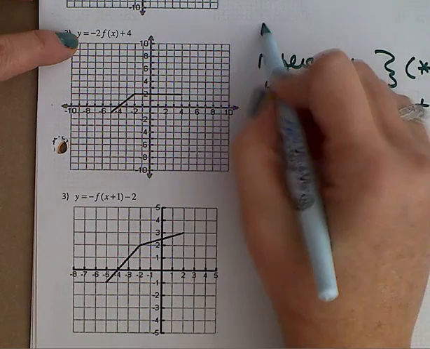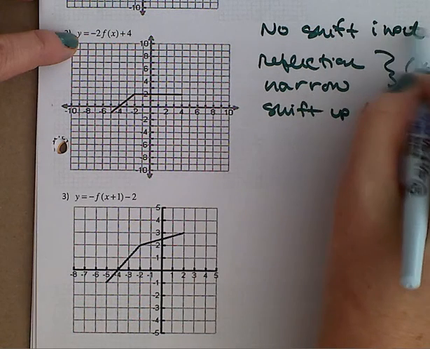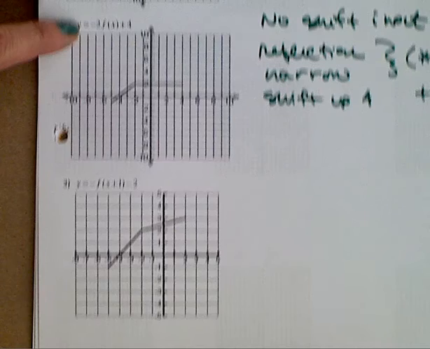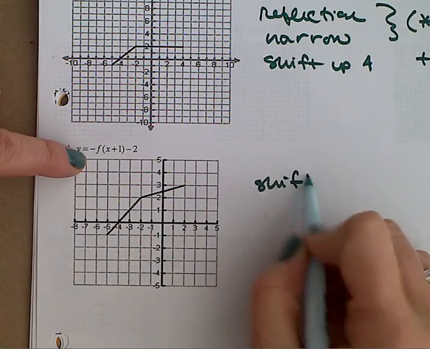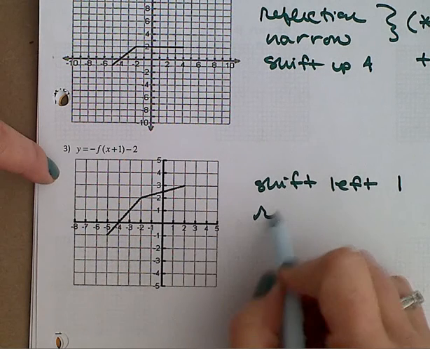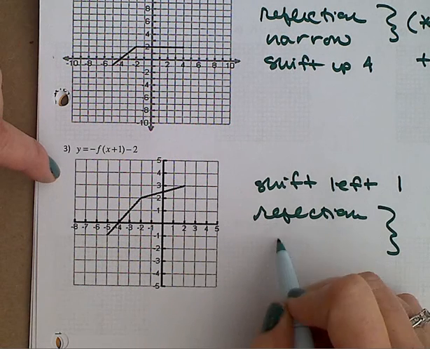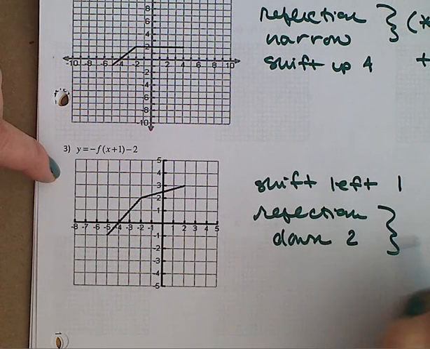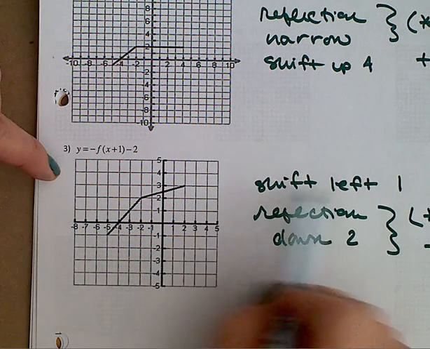This has no shift in input. And finally, the last example will be a shift left 1, a reflection, and down 2. And this can be accomplished by multiplying by negative 1 and subtracting 2 from the old output. This shift left will be from the old input.